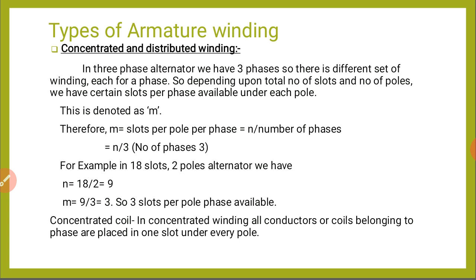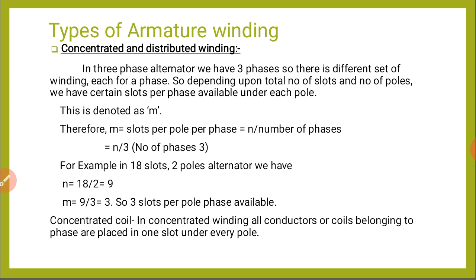Slots per pole is n. And per phase, how many phases are we having? We are having three phases, so n by 3. So M is equal to n by 3. Again, consider the same example of a two pole alternator with 18 slots. So n is equal to 18 by 2, that is 9, and M is equal to n by 3, so it will be 9 by 3, that is 3. So 3 slots per pole per phase are available.